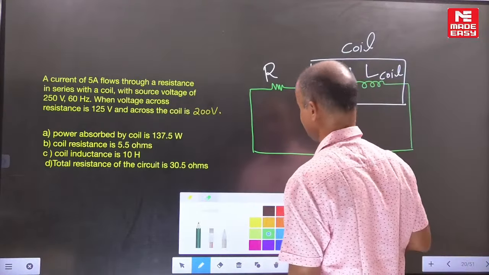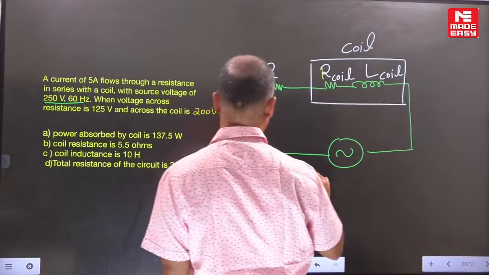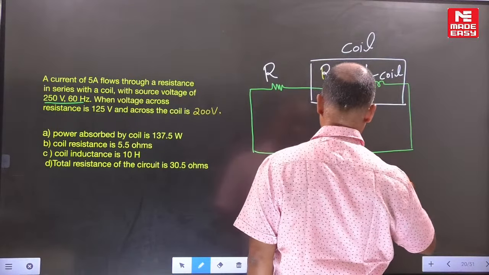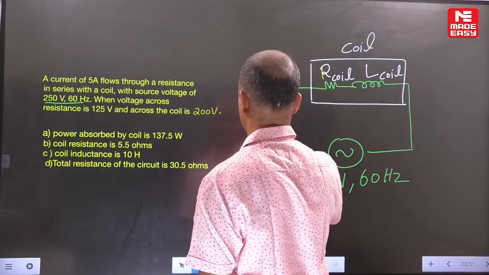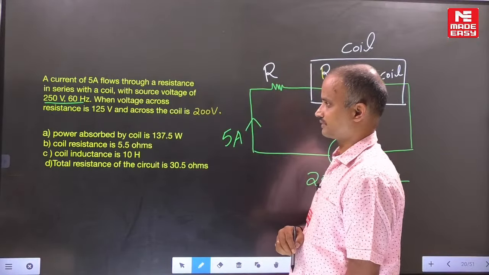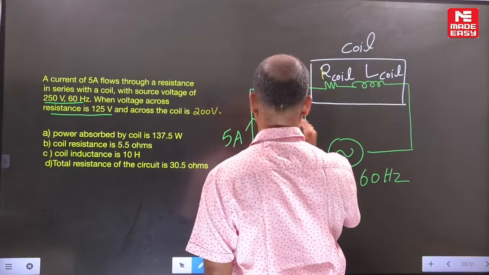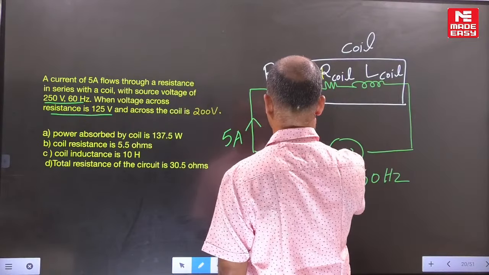Idhar dekhiye. For this particular example, what is the source voltage? 250. Source voltage is 250. What about the frequency? 60. And in the question you gave one statement: the current in the network is 5 amperes, and the voltage across the resistance is 125.